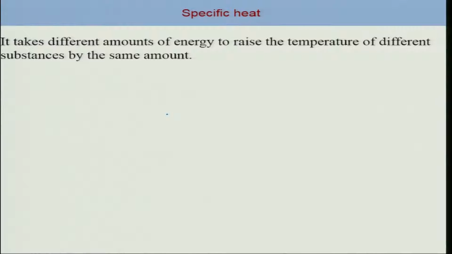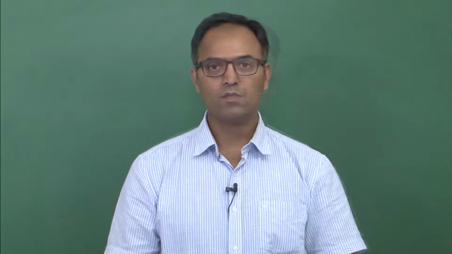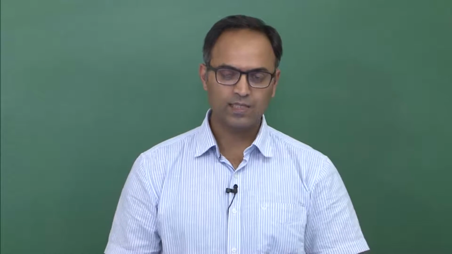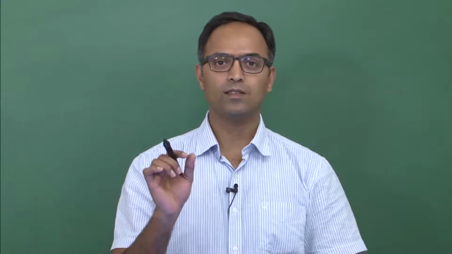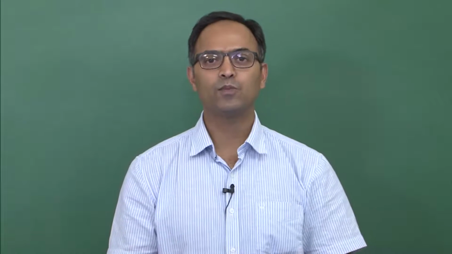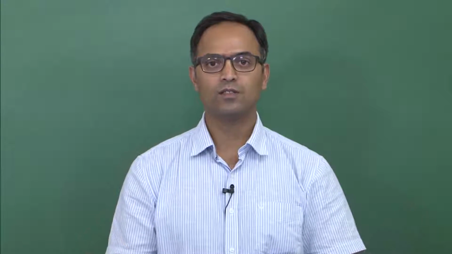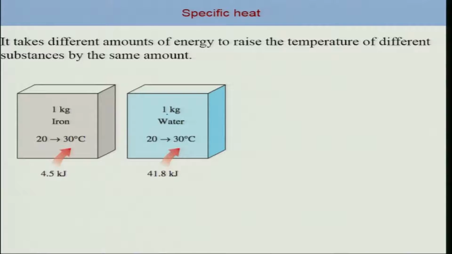Okay, so let's take an example from our daily life. Based on our experience, we know that it takes a different amount of energy to raise a similar amount of temperature for two different objects. So just take an example of, let's say, iron and water. It takes around 4.5 kilojoules to raise the temperature of iron from 20 degrees to 30 degrees Celsius.